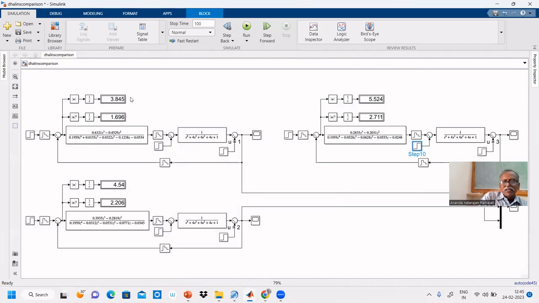Here also you notice that for mu equal to 1, lesser IAE and ISE. While compared with the other two cases, ISE is lesser. For mu equal to 2, you are getting 4.5. Mu equal to 1, 3.8. Mu equal to 3, you get 5.5. ISE also 1.6 for mu equal to 1, mu equal to 2, 2.2, mu equal to 3, 2.7.